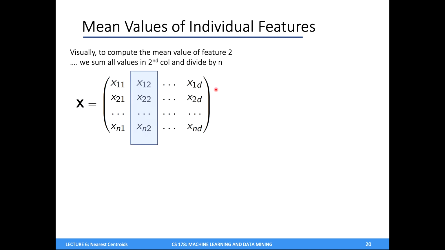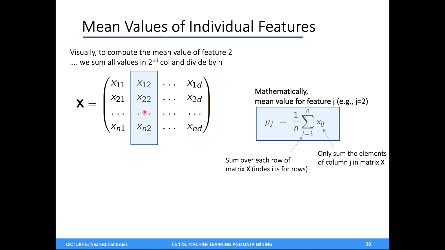Okay, so the first thing we need to do before setting up our nearest centroids classifier is to be able to take the mean values of individual features. So what I mean by that is if we have some data matrix X, where the rows are different data points and the features are different columns, I'd like to take the mean value, just the average value, of my second feature. Visually, I can look at all the data in the second column and just take the average: add it all up, divide by n. And this gets you the average value of whatever that feature is. So if this is flipper length, it'll get you the average flipper length of your penguins.